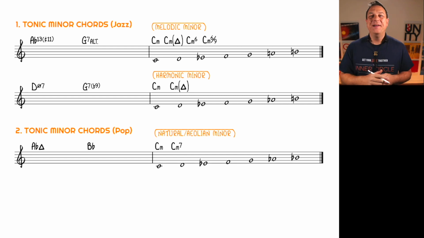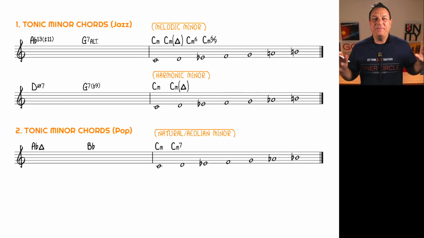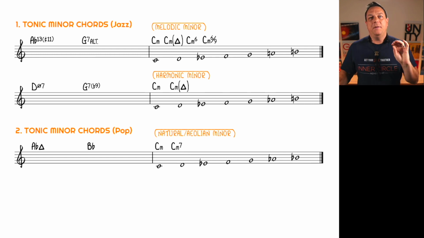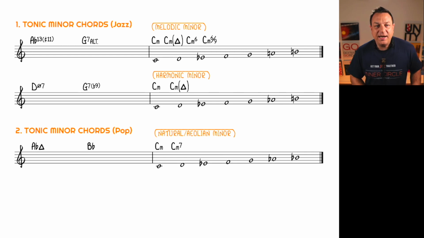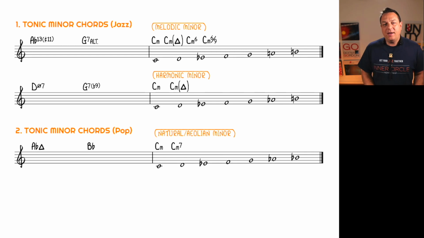Now, when I say pop, this is all very broad. You know, you could be using minor major chords in pop just as easily as you could in jazz. But just broadly speaking, for the purposes of this lesson, let's say that in the pop genre, in a minor pop song, very often you have the natural minor scale, the Aeolian mode, which is used. And that kind of sound would be something like this.